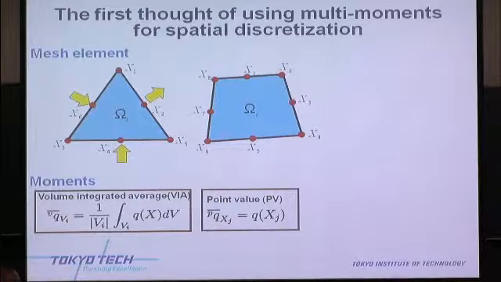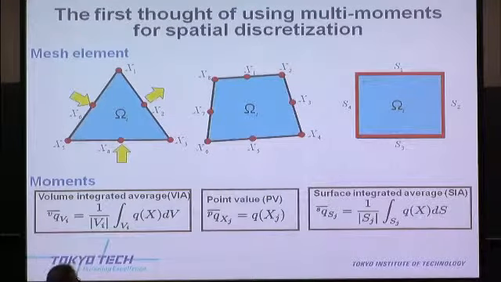This idea can be extended to actually arbitrary shapes and geometry. If you like, you can define these quantities. In some other cases, we can even define the surface integrated average. For example, we have a rectangle here, and we define the average of the physical variable along each edge of its control volume. So this is what we call the surface integrated average quantity.